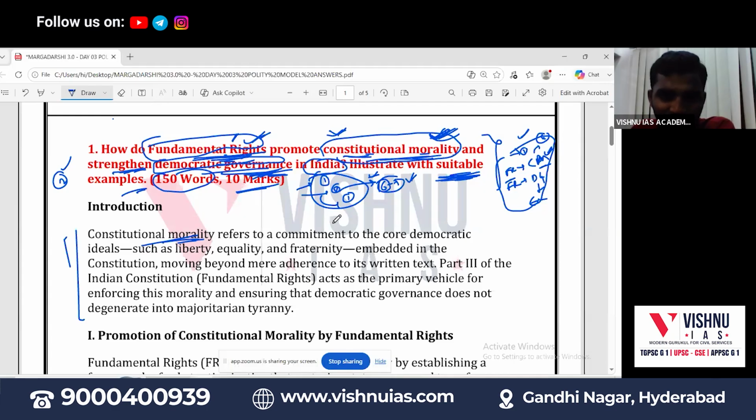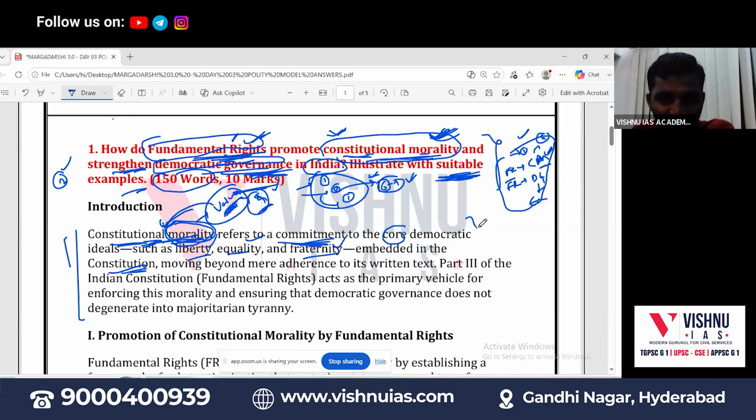Constitutional morality means morality, right? Morality means simply values. Any value an individual holds is called a moral value. Here, constitutional morality means the values are not only ethical in nature, but constitutional in nature. If an individual holds values which are constitutionally mentioned, that is nothing but having commitment to the core democratic ideals. What are the constitutional values we have? Liberty, equality, fraternity. These values are embedded in the constitution. That is what constitutional morality is all about.